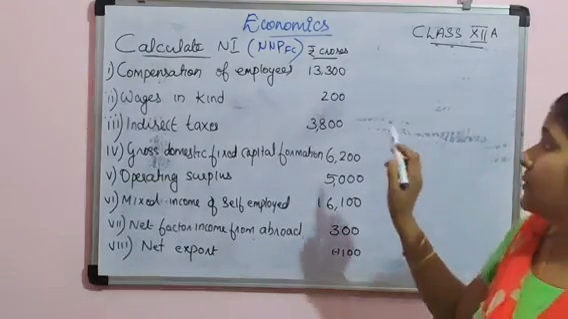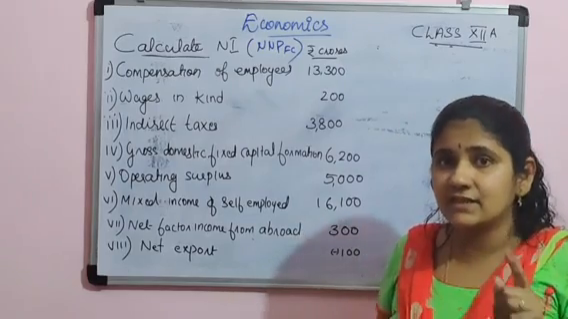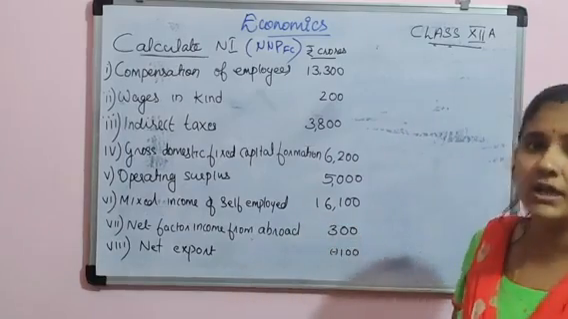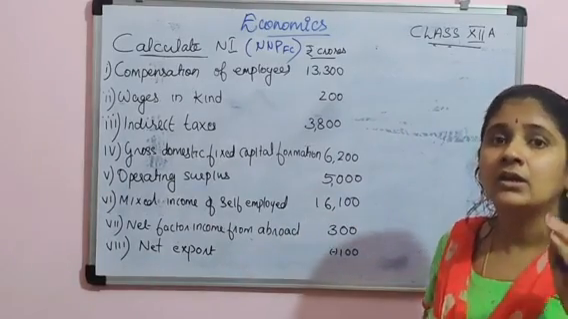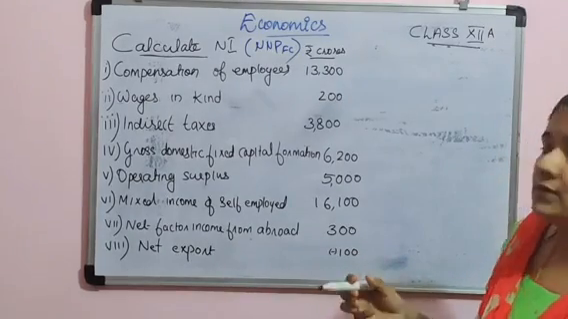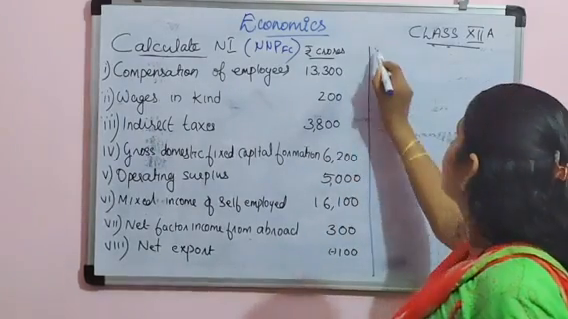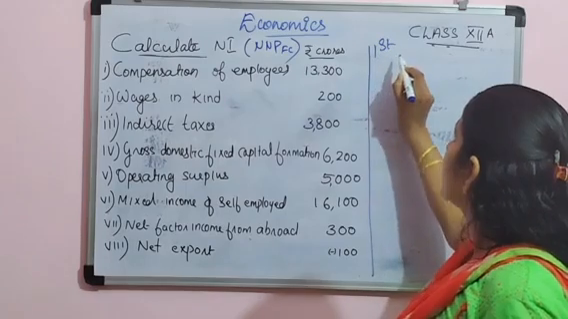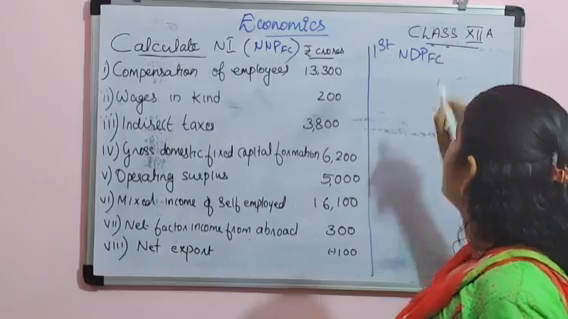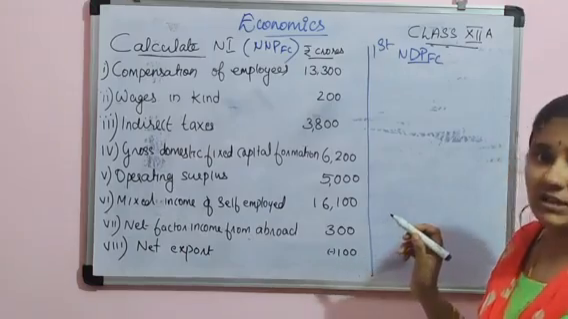NNPFC means when we are adding the factor incomes, firstly we will get NDPFC, and to that NDPFC we will add NFIA, then we will get NNPFC. So for calculating NDPFC, as the first step, calculation of NDPFC. For calculating NDPFC, we require the factor incomes.